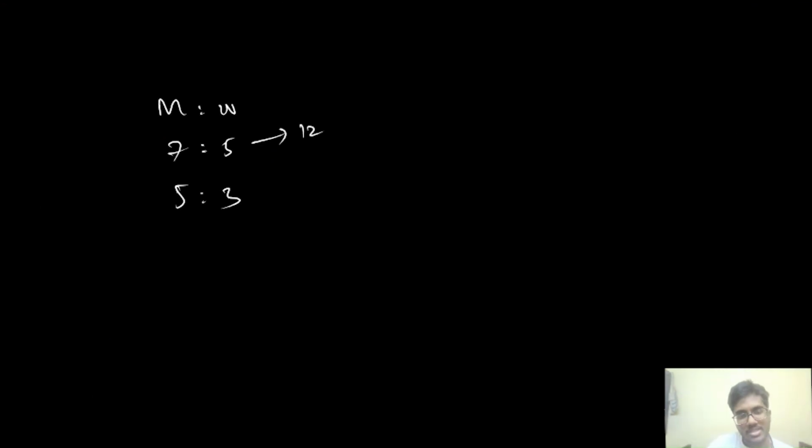What is the total parts here? 12. What's the total parts here? 8. So you need to equate these values. LCM of 12 and 8 is basically 24, right? So to get 24 from 12, multiply by 2 in the first, and to get 24 from 8, multiply by 3 in the second. So multiply by 2 here, multiply by 2 here, multiply by 3 here, multiply by 3 here. What you get here is 14 is to 10, and you get 15 is to 9.